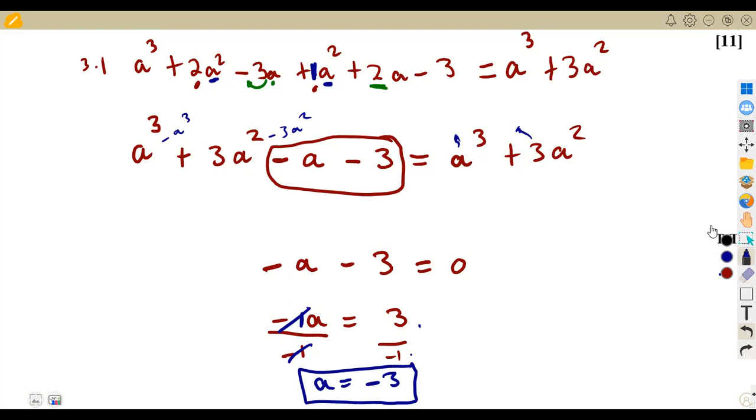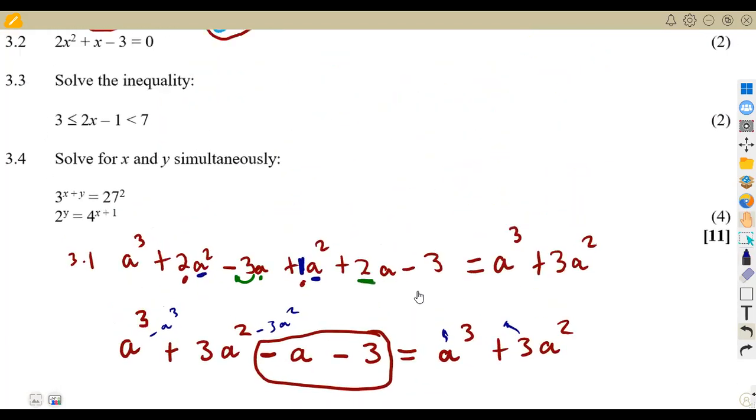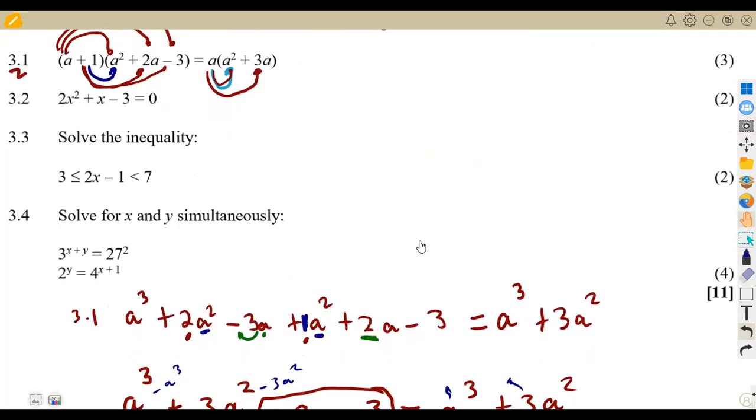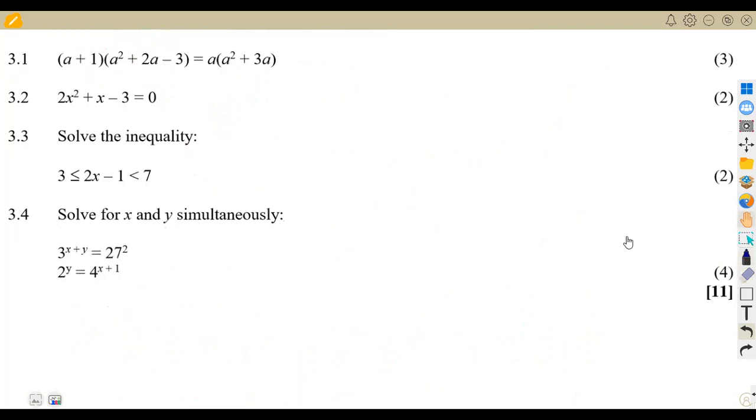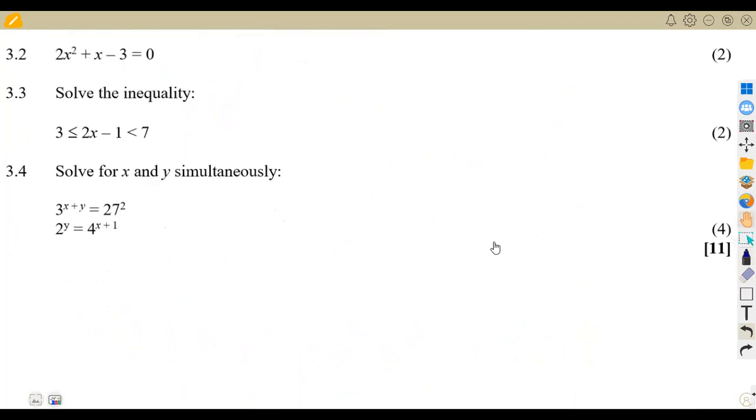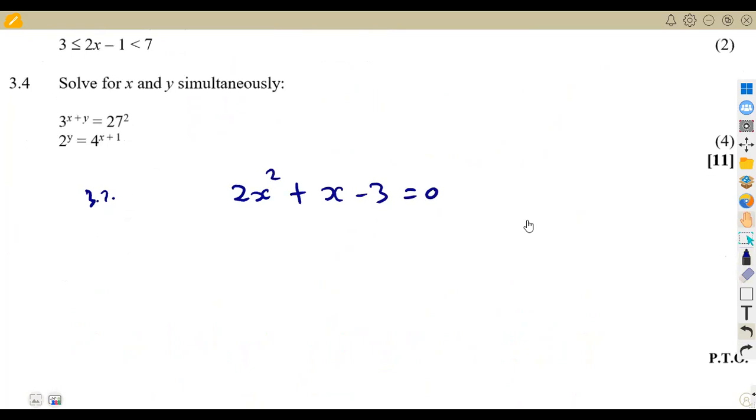Solve the equation. As you can see, guys, it was actually fine to stretch yourself further as you are revising. Then 3.2, another equation again: 2x squared plus x minus 3 is equal to 0. Remember, I talked also in our introduction about quadratic equations by factorization. So make sure that you also watch the introduction part.